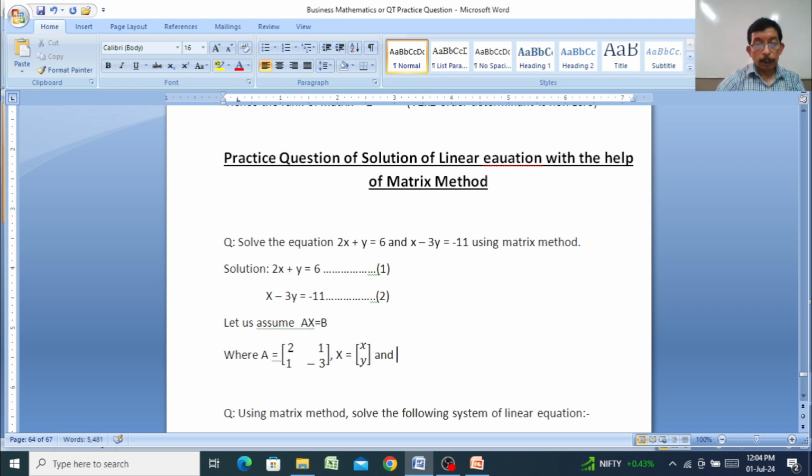And B is equal to the matrix of the constant values. The constant value in the first equation is 6, and in the second equation is minus 11.